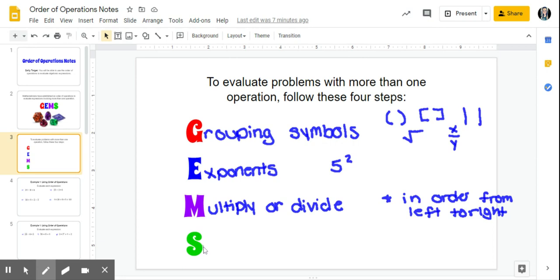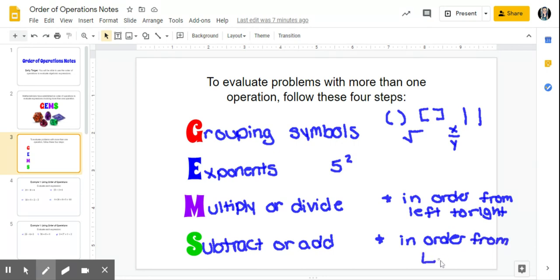Finally, the last step stands for subtract or add. And that also comes with a little side note here. Must go in order from left to right. So that's the 4 steps. We use GEMS, and you're going to hear me reference GEMS multiple times throughout today's lesson. But that's what it stands for, and these are the steps that you will need to know. If you're still writing, pause this video. Otherwise, I'm going to clear my screen so I can move on to the first set of examples.